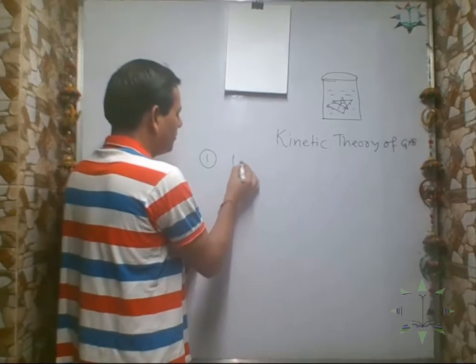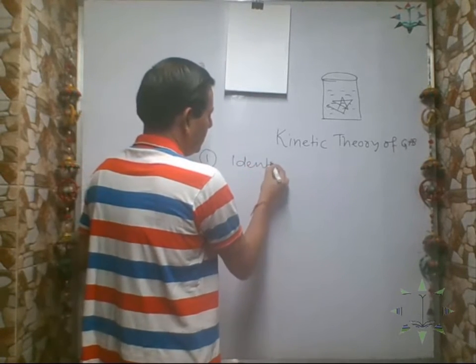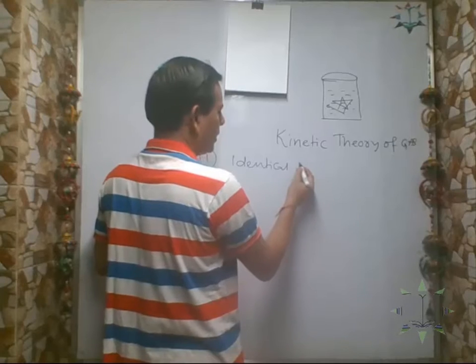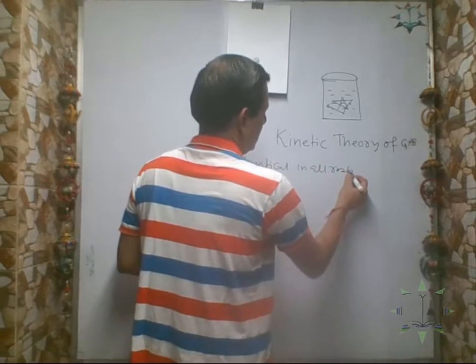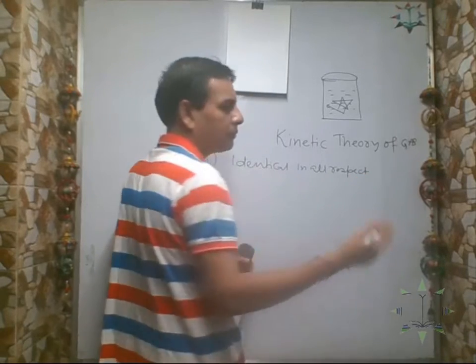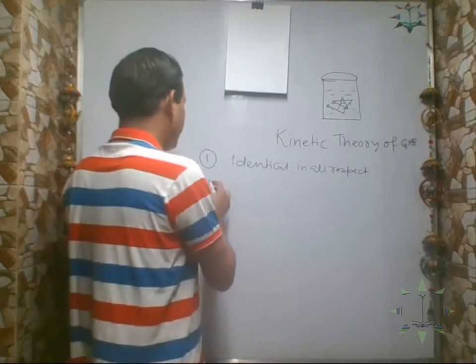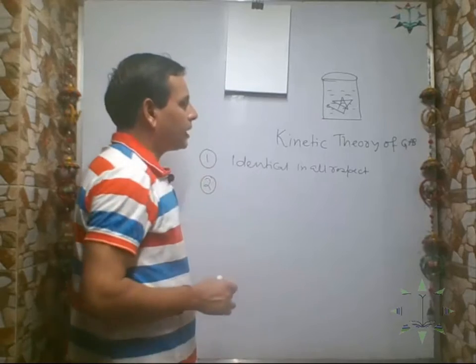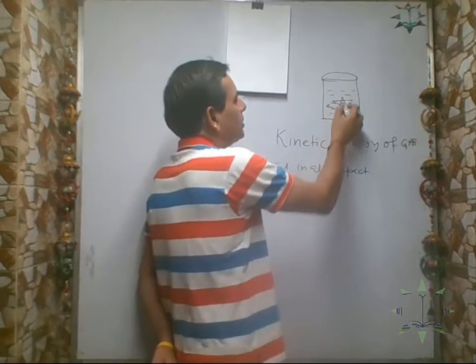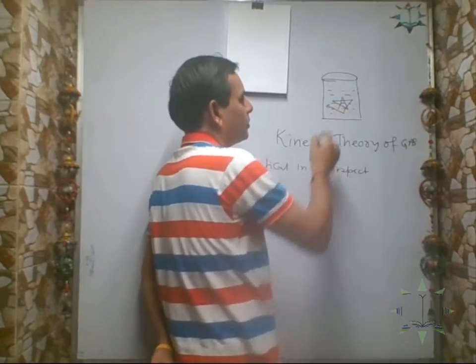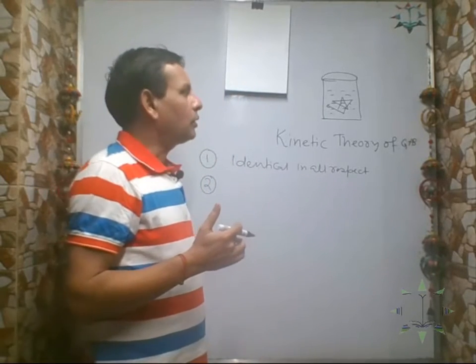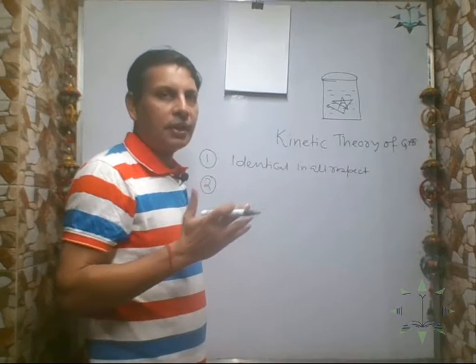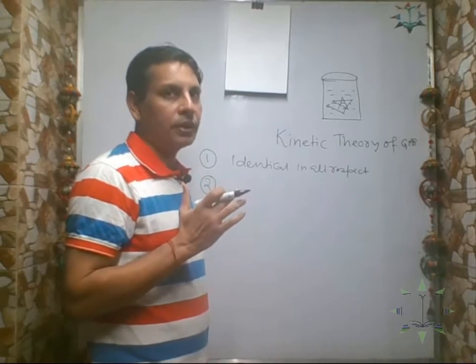This was the first assumption. Gas molecules are identical in all respect, for a specific gas. For different gases it will be different. Okay. Second, the gas molecules are in continuous, incessant random motion. They are continuously moving. So the molecules are not at rest. They are continuously moving.